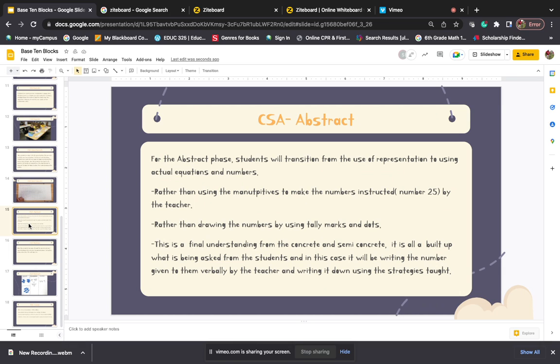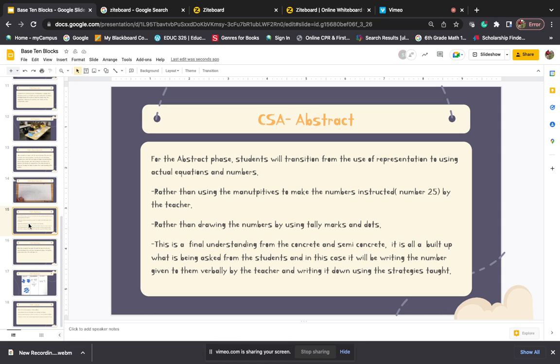My part of the lesson is to explain what the abstract part of our base 10 block lesson would be. For the abstract phase, students will transition from using representation to using actual equations and numbers, rather than using manipulatives to make these numbers, like 25, or drawing the numbers by using tally marks and dots.